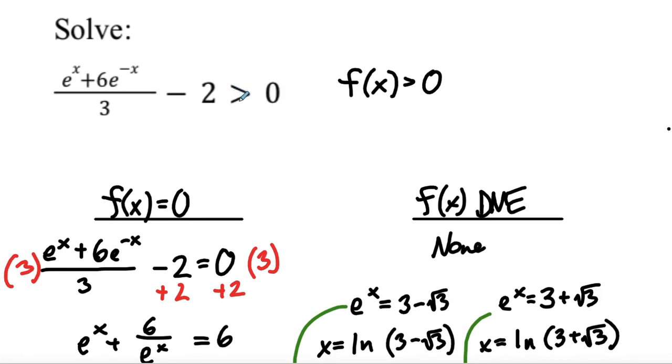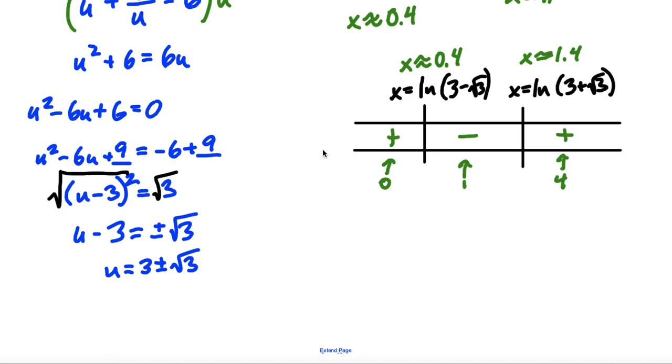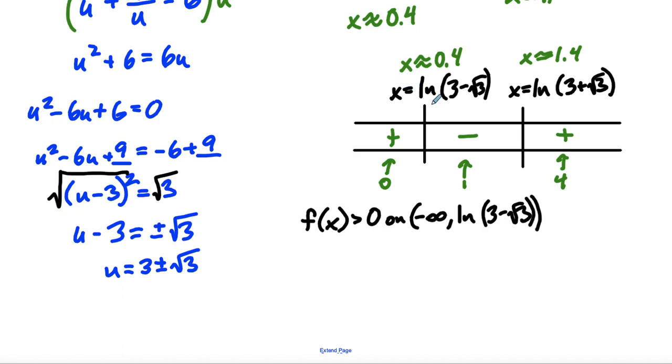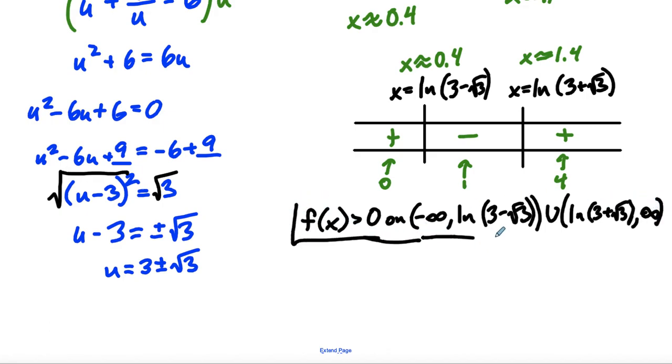So our original problem was, where is it greater than 0? So let's record our final answer here. f of x is greater than 0 on negative infinity to natural log of 3 minus square root of 3. That's not going to get included because we don't have that included, right? And then we have natural log of 3 plus square root of 3 to infinity. And now we're done with this problem. This would be our final answer right here.